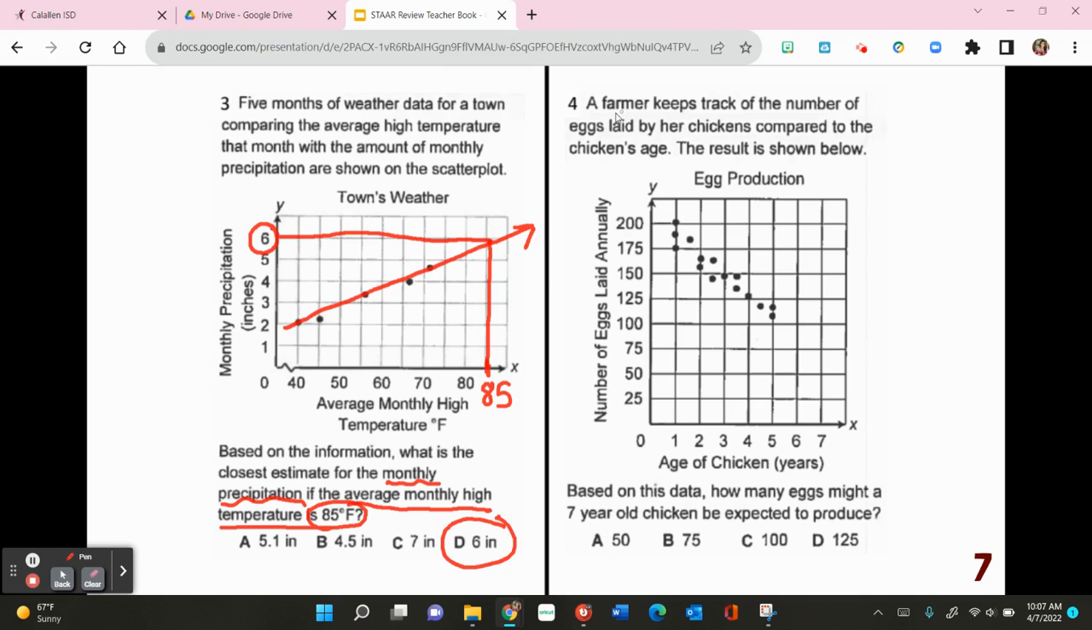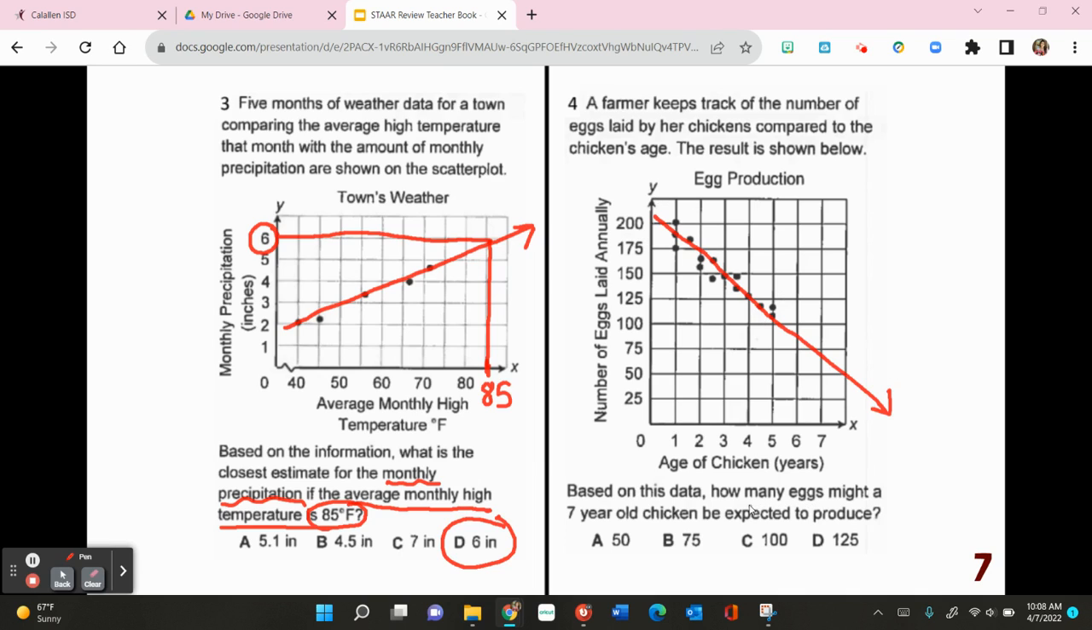Looking at number 4, a farmer keeps track of the number of eggs laid by her chickens compared to the chicken's age. The result is shown below. Based on this data, how many eggs might a 7-year-old chicken be expected to produce? So again, here we have to create our trend line. Our trend line should go through the majority of our points. So when I created this trend line, I see that it stays through the middle of my points. It's not too high and it's not too low.